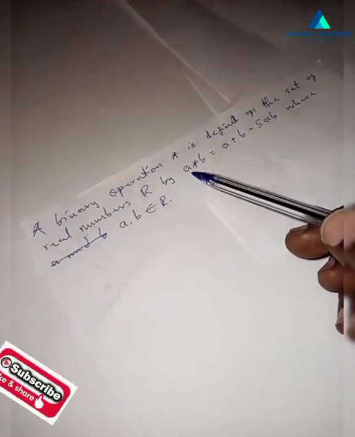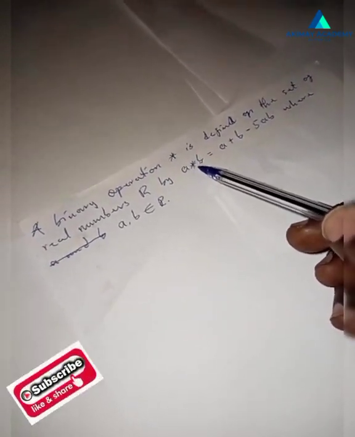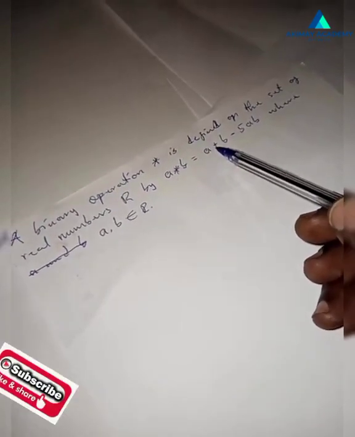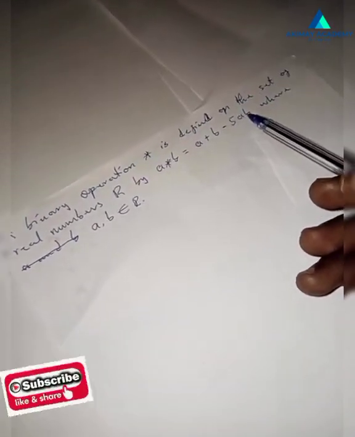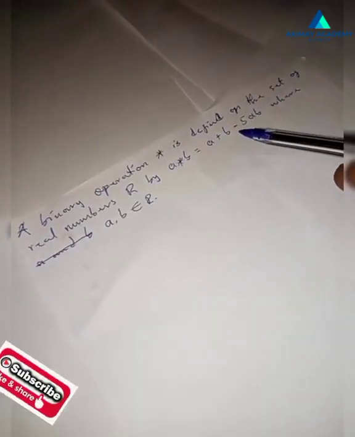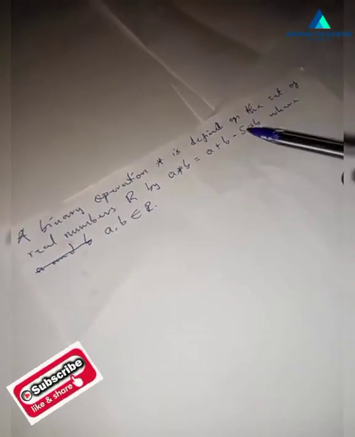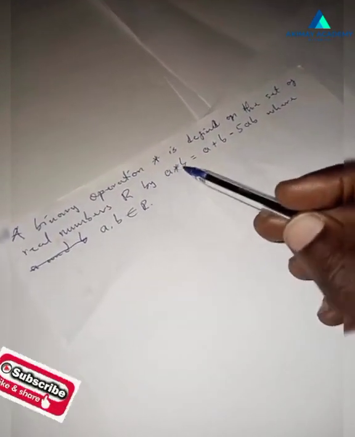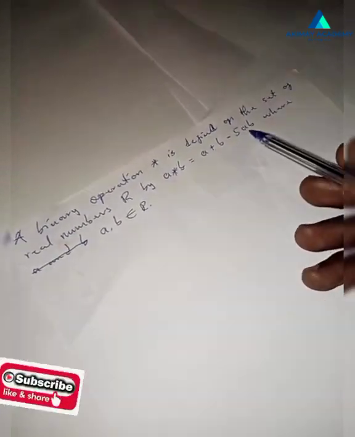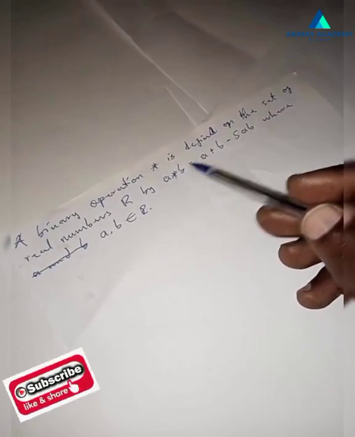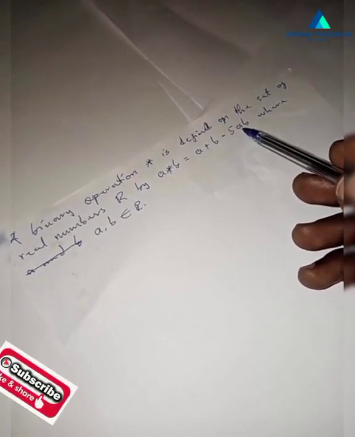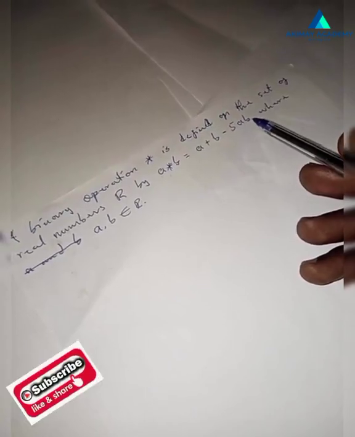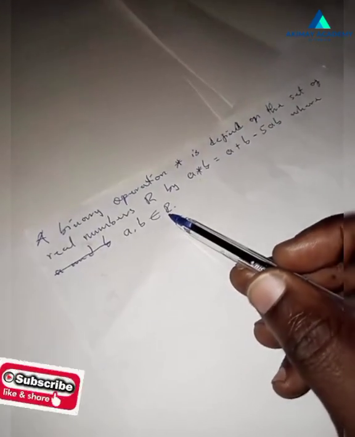They said A asterisk B equals A plus B minus 5AB. Now, this A and B represent any number. So they are saying that anytime you have any two numbers, say 2 and 3, this is how you should expand it: 2 plus 3 minus 5 multiplied by 2 and by 3. Where A and B are members of R.